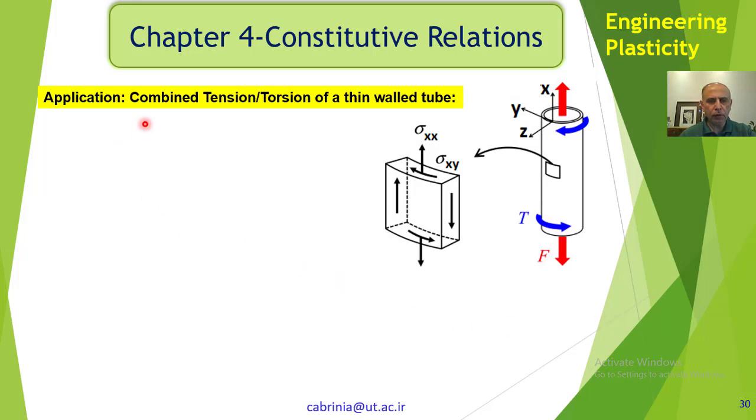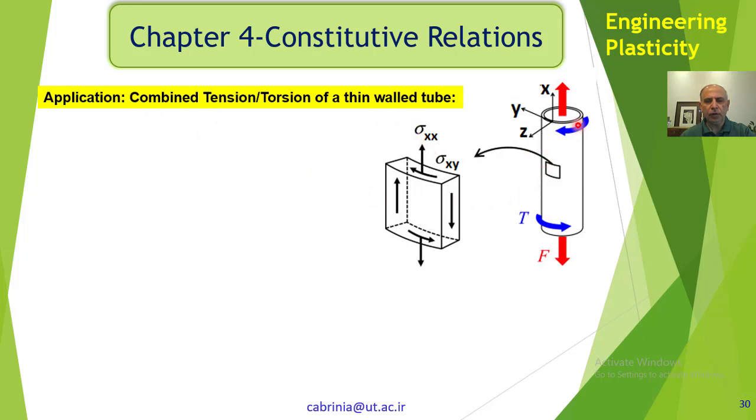In this part, we are going to talk about another example, which is a combined tension torsion of a thin wall tube. Now, thin wall tubes, we had an example in the previous chapter, when we considered the yield criteria, we solved a similar problem. But as you may recall, this kind of loading is for testing and finding out the experimental data for the yield criteria.